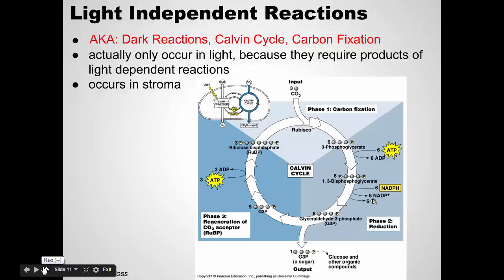Okay. Now, it's a little bit of a misnomer to call them the dark reactions because they don't really happen in the dark.